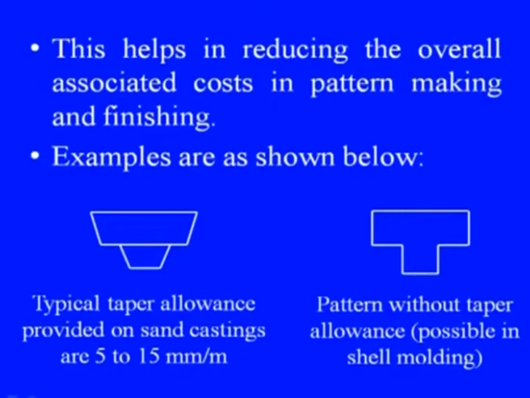The examples are given here. This is a typical taper allowance. This is a pattern with taper allowance on sand castings, which is 15 to 5 millimeter per minute. But here is a pattern without taper allowance, which is possible in cell molding.